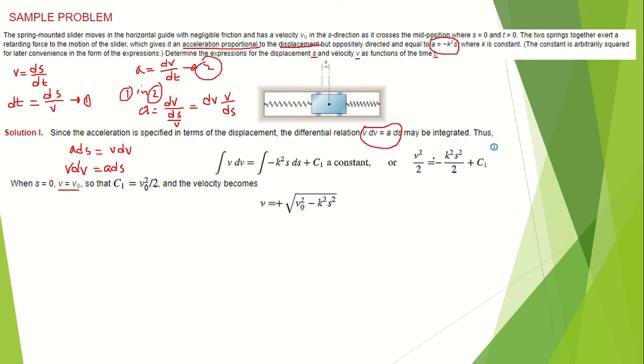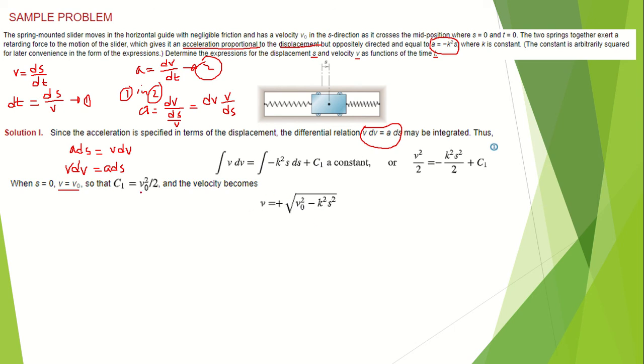So this is our relationship here. We substitute the value for C1 and then simplify. Cross multiply, then combine them, then take the square root on both sides. So we got v equal to plus square root of v initial velocity squared minus k squared s. Okay, so this is just algebra, class.